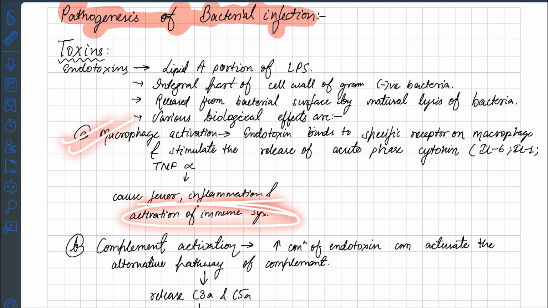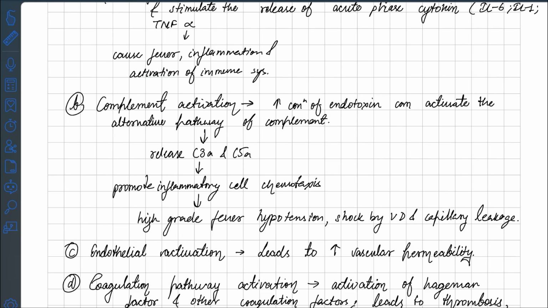This was the first thing which the endotoxin does. Then the next step is complement activation. As the concentration of endotoxin rises, it activates the alternative pathway of complement. There are three different pathways of complement, and one of them is the alternative pathway. This alternative pathway causes release of C3a and C5a.